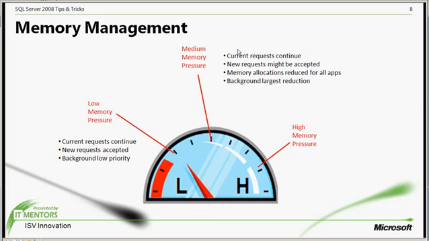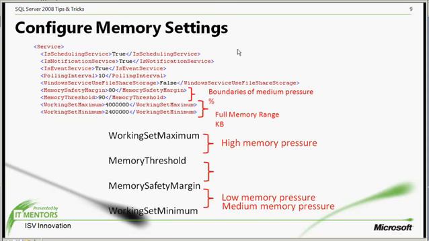When it goes to medium pressure, current requests continue, new requests might be accepted, and memory allocations are reduced for all applications, and the background is going to get the largest reduction. And then when we go to high memory pressure, it is not going to accept any new requests. So you can see the difference here. With low, current requests continue and new requests are accepted; medium, new requests might be accepted; with high pressure, we're not going to accept any new requests.